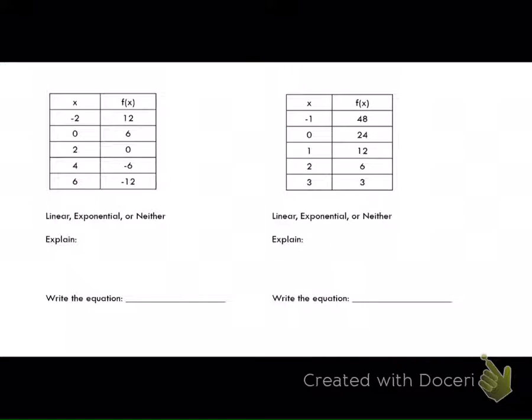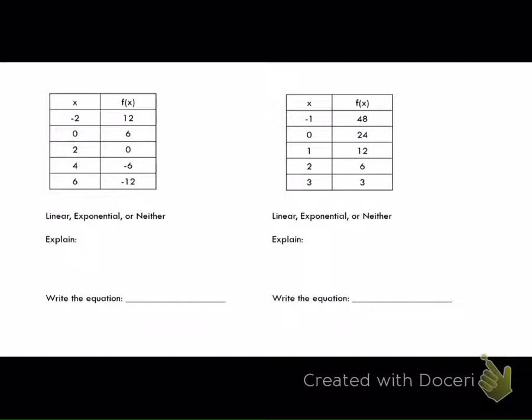Okay, so let's look at the first slide here. So first you have to determine, is the following linear, exponential, or neither? And then we'll explain. So is it linear, exponential, or neither? So look at this, Carly. Is this linear, exponential, or neither? You think it's exponential? What is it multiplying by each time if it's exponential?